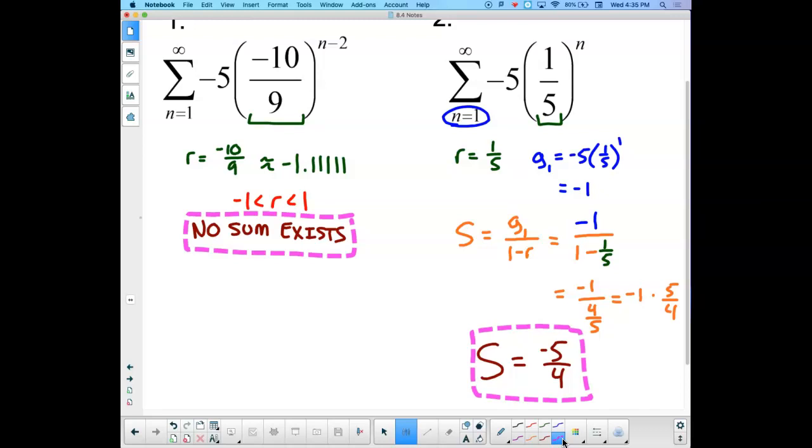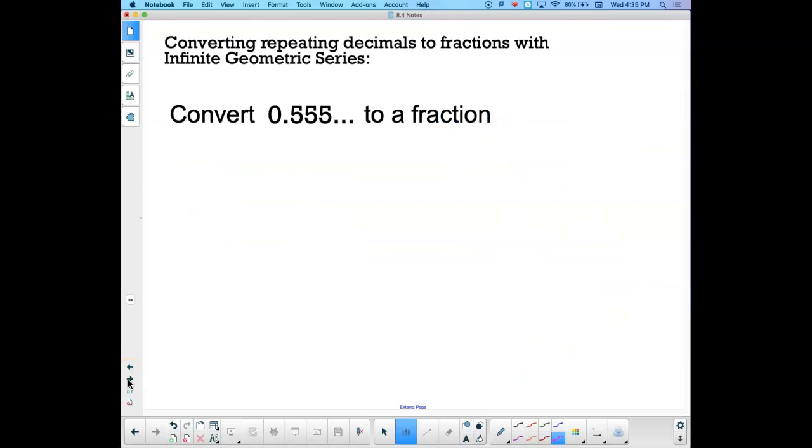Now, what we are going to be doing today is converting repeating decimals into fractions using infinite geometric series. Why do we want to do this? Well, everybody loves fractions, so we want to get it into a fraction. The first thing that you are going to want to do is look for the repeating part.